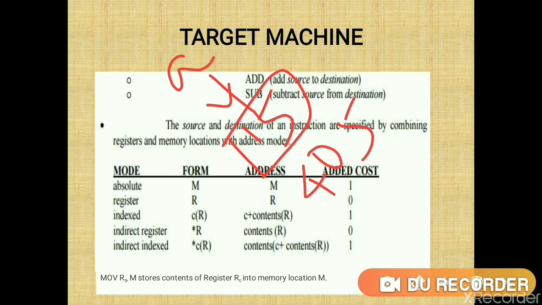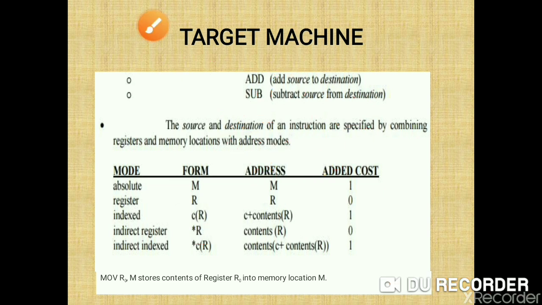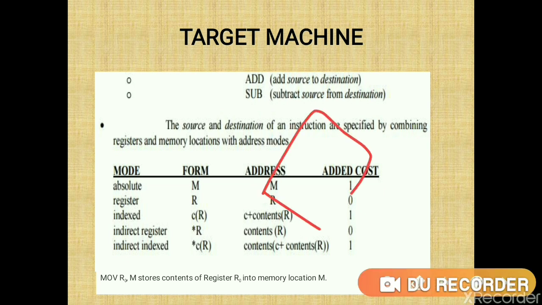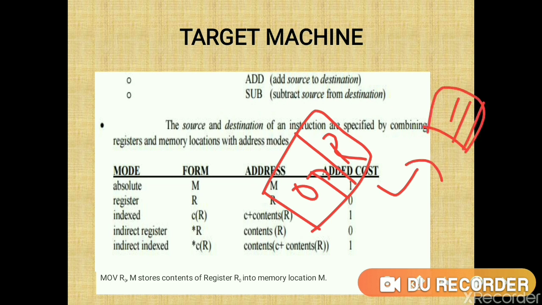Next is indirect register. Here it is similar to our normal register mode. The difference is you can see a star here. What does the star represent? Contents of R. You will store the address in the register. If this is the opcode, the register will be pointing to some particular location, from which you will get the address. So that is the indirect register. Here it is like contents of R, right?